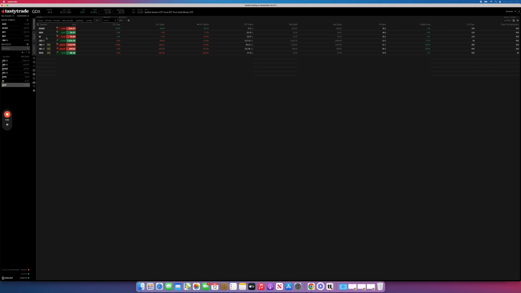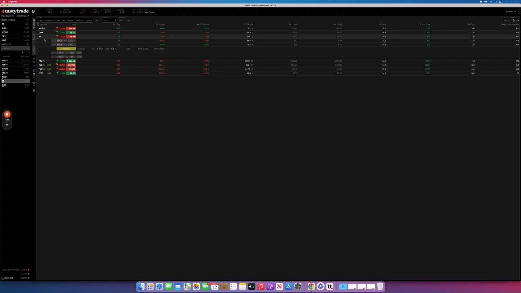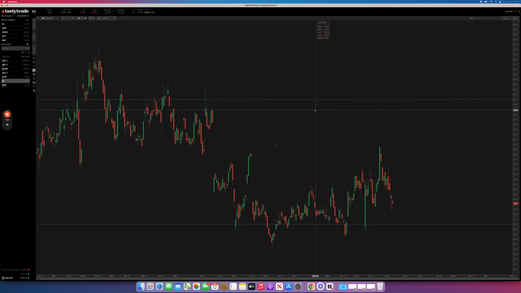So next up we have Macy's. Again, Macy's is another strangle, hovering around break even at about negative 12%. We've been in this position for 12 days, 40 days left on the contract. So let's have a look at the chart. As we can see here, price has moved down a little bit.